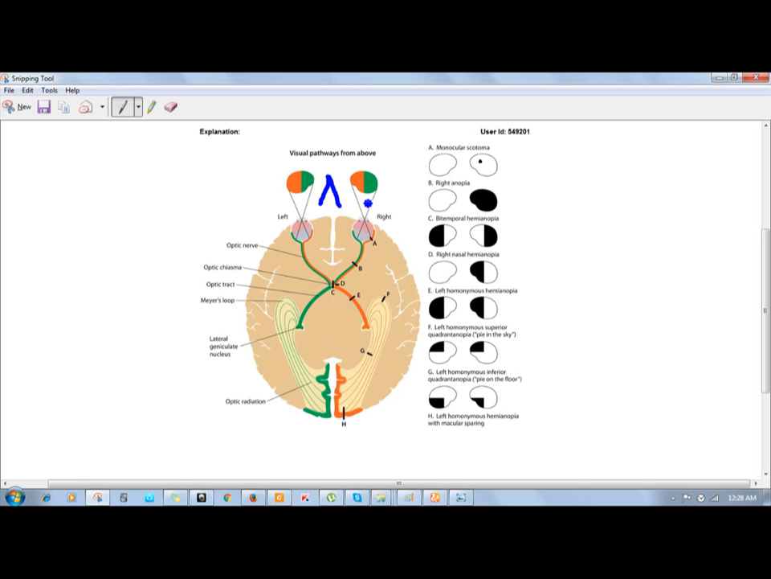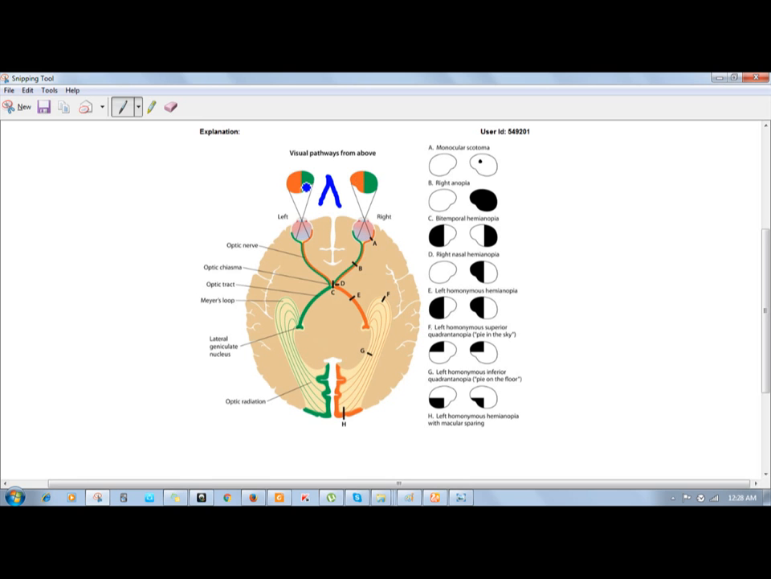So the nasal fibers of the right eye will go to the left side, and the nasal fibers of the left eye will go to the right side. This is the right side. After crossing over, now you have something called the optic tract. This optic tract, colored green, carries information from the nasal visual field of the right side and the temporal visual field of the right side.